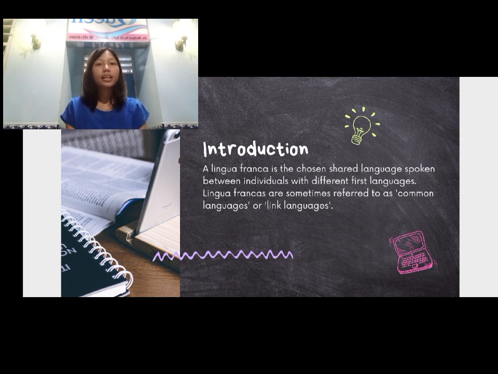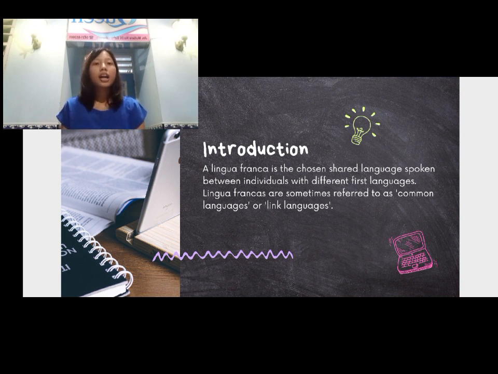Lingua francas are usually pre-existing languages with a colonial history, such as English or French, which are learned by non-native speakers as a foreign language and then used as a way to communicate with other non-native speakers. Compared to other language varieties such as regional dialects, lingua francas are used much further afield from their country of origin. For example, English is used as a lingua franca across Europe, Asia, and Africa.